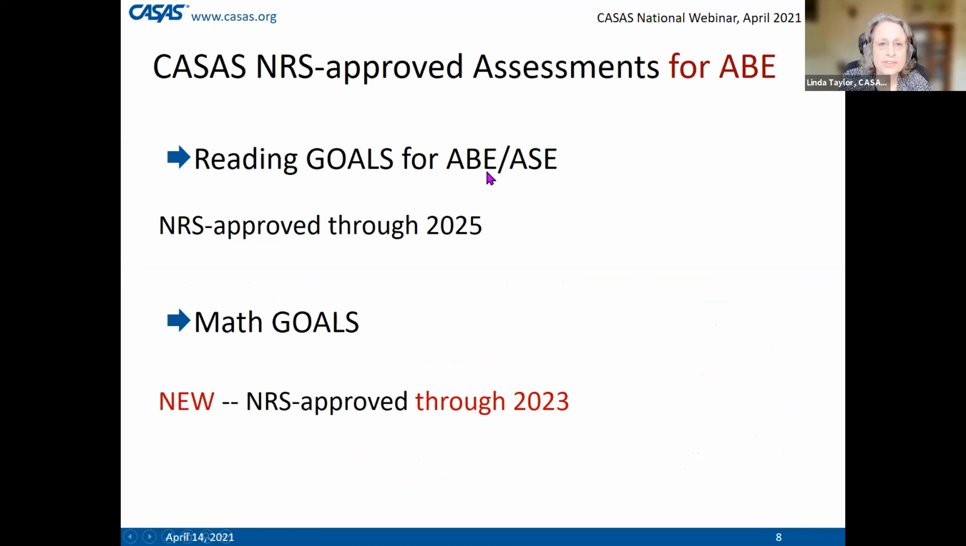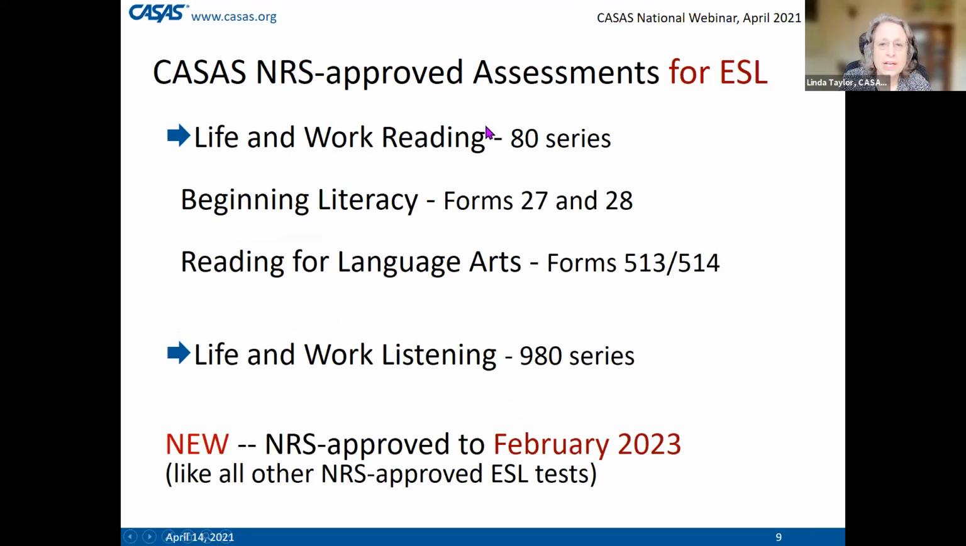So our first topic, our new and existing CASAS test series. For ABE, we have the Goals series, Reading Goals for ABE and ASE, approved through 2025. The Math Goals series is not new itself, but the date through which it is approved has been extended through 2023. For ESL, we have the Life and Work Reading 80 series. We have our beginning literacy forms 27 and 28. And if you are permitted to use them, we have Reading for Language Arts, which is at the high school level, forms 5, 13, and 14. And then listening, the 980 series.